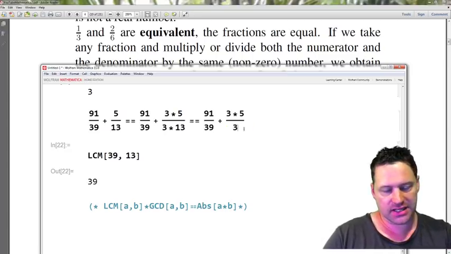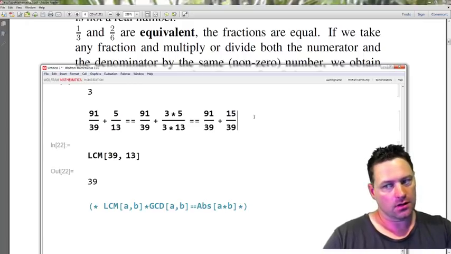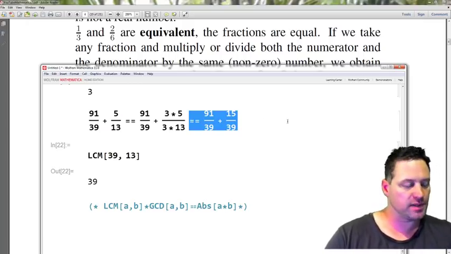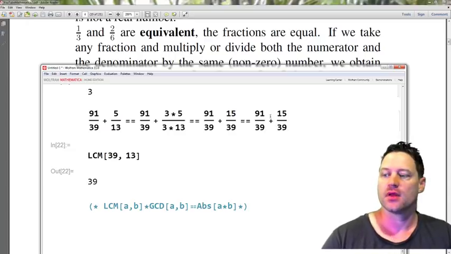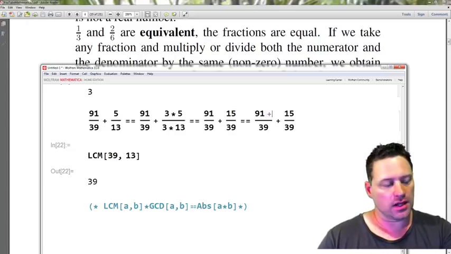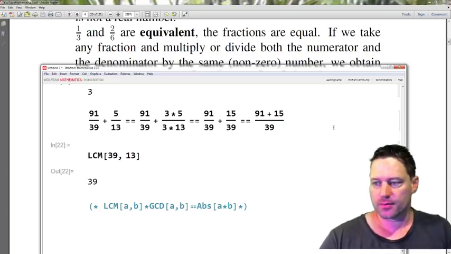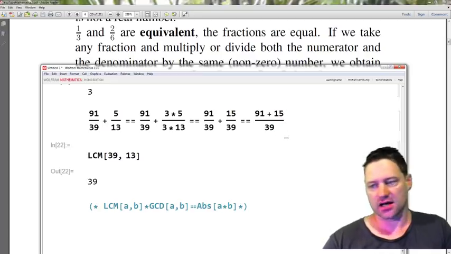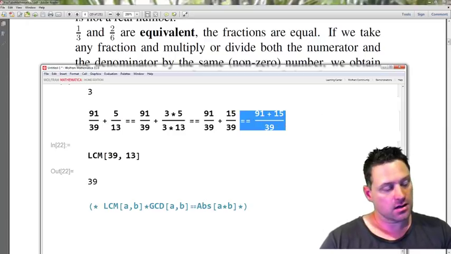Well, we know this is 39, and this is just 15. Now that we have that, we can place these numerators over the same denominator. So 91 plus 15. You probably can do this in your head. I think that's 106. But of course you have Mathematica to check.